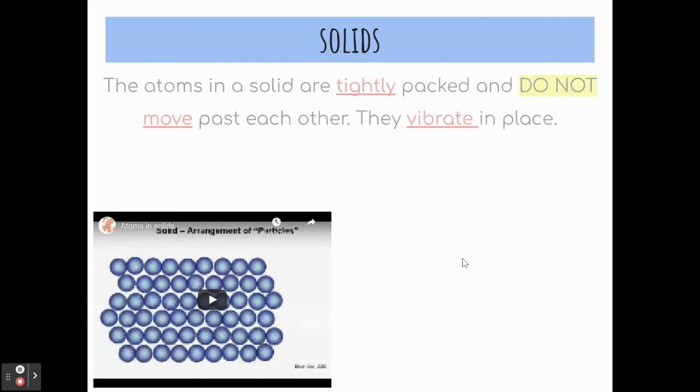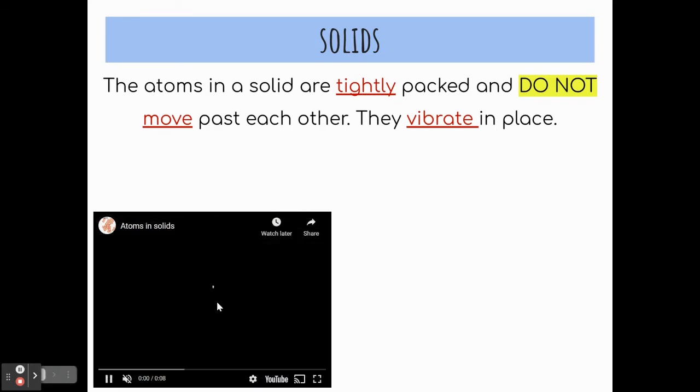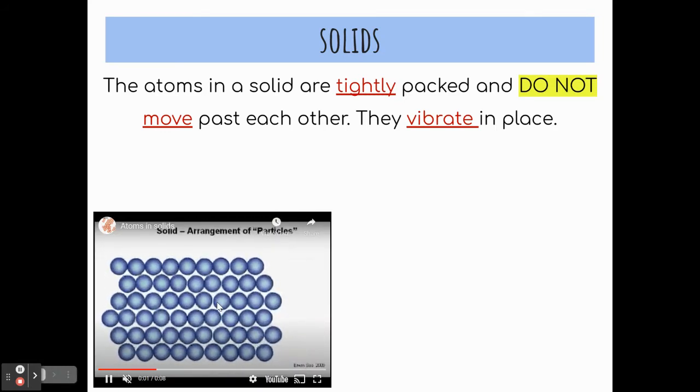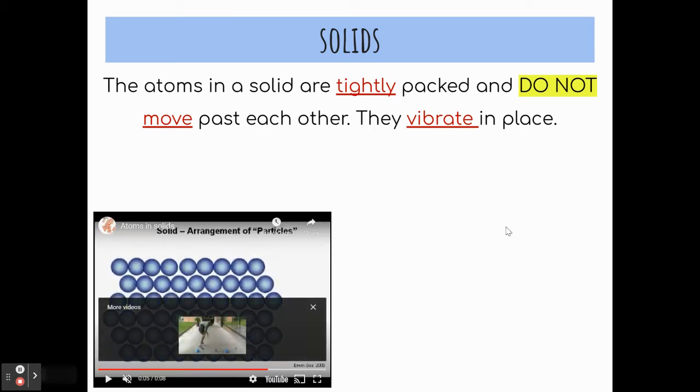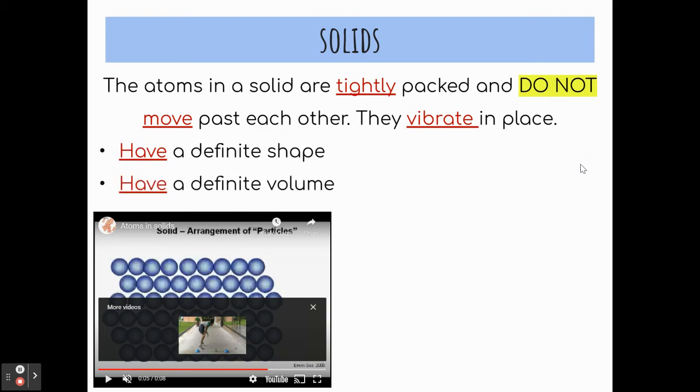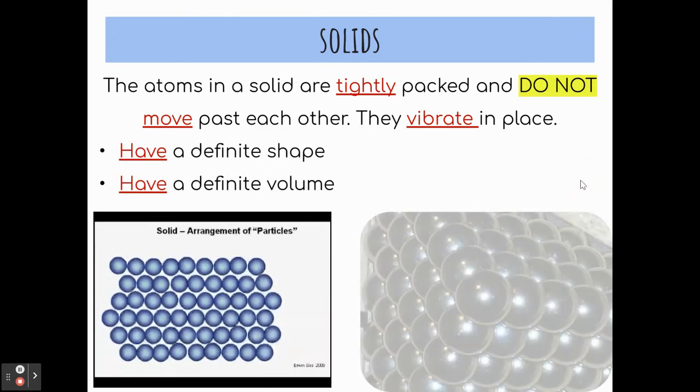First, let's look at solids. The atoms in a solid are tightly packed and do not move past each other, but they do vibrate in place. If you look at this little video, you'll see that they vibrate very slightly. They have a definite shape and they have a definite volume.